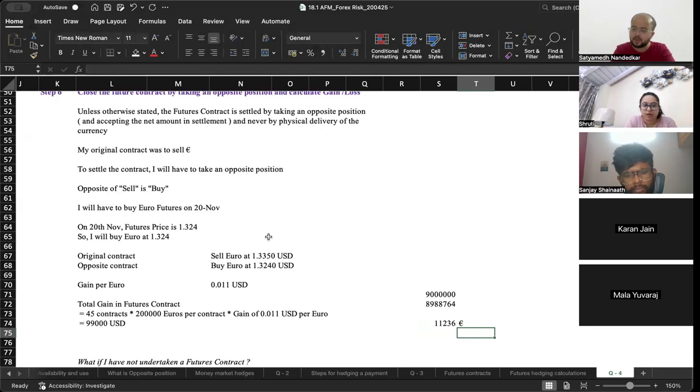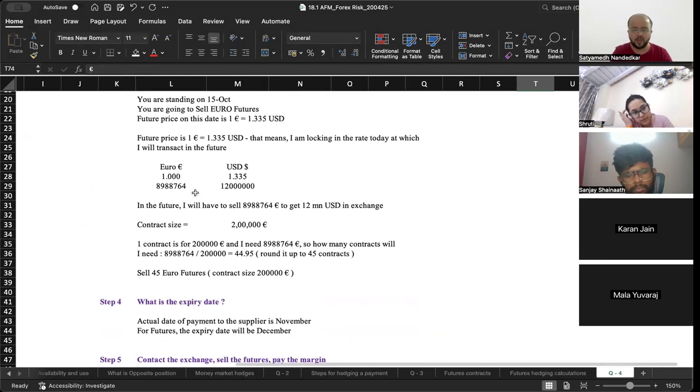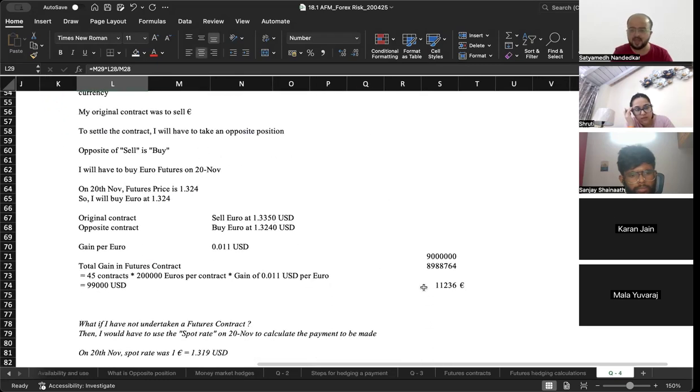This is returning back to the bank. I will return it to the bank, but should I return it right now or later? When am I going to do this exchange? I'm going to do this exchange after 3 months. Correct? In which case, I will have 11,236 euro extra.